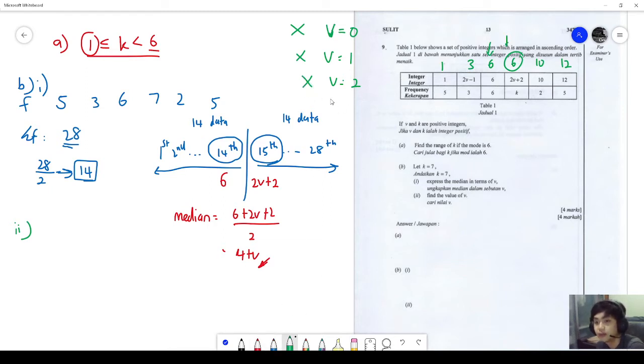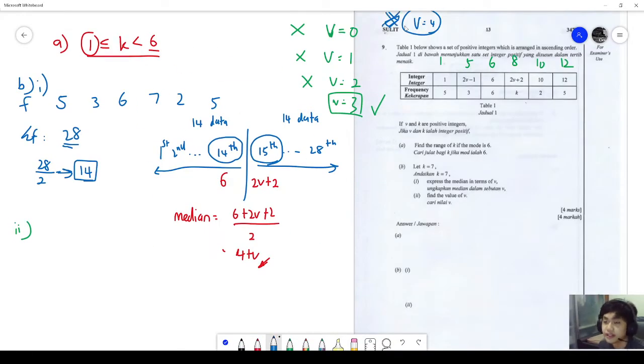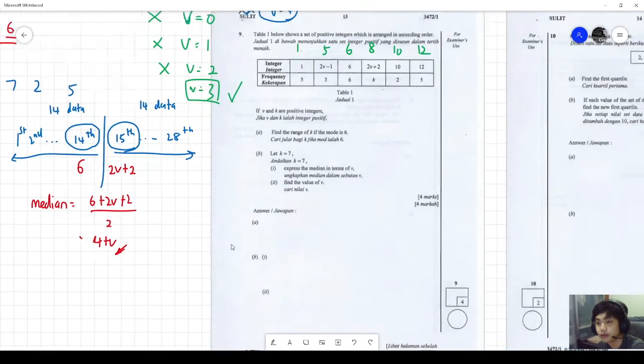Finally, when V equals 3, we have 1, 2 times 3 is 6, 6 minus 1 is 5, 6, 2 times 3 is 6, plus 2 is 8, 10, and 12. In this case, V equals 3 fits the criteria. So we can just stop at V equals 3. You can attempt V equals 4, but definitely this is wrong because it is going to cause the numbers to be out of order. So we ignore this and move on to question number 10.